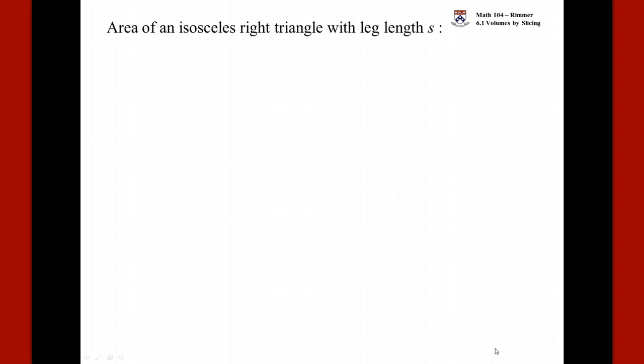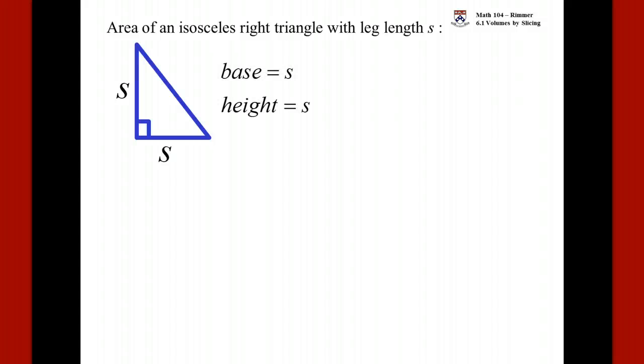Okay, how about an isosceles right triangle where the leg length is s? Sometimes the cross-sectional shapes end up looking like this. So it's an isosceles 45-45-90 right triangle, but basically it's a triangle that has a base of s and a height of s. So the area is 1/2 of s squared: 1/2 the base times the height, or half of the square area.